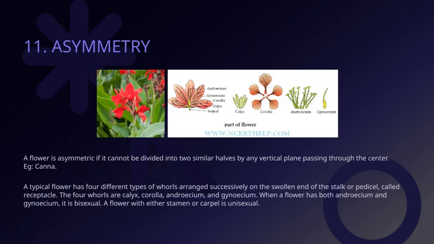On the other hand, if a flower has only one of these, either the stamen or the carpel, it's considered unisexual. Moving on to symmetry, a flower is said to be asymmetric if it can't be divided into 2 identical halves by any vertical plane passing through its center. For example, the flower of canna is asymmetric. This kind of asymmetry is an interesting feature because it highlights the diversity in flower structure and form, which can be important in classification and understanding pollination strategies. So, understanding these basic concepts helps us appreciate the complexity and variety within the plant kingdom.